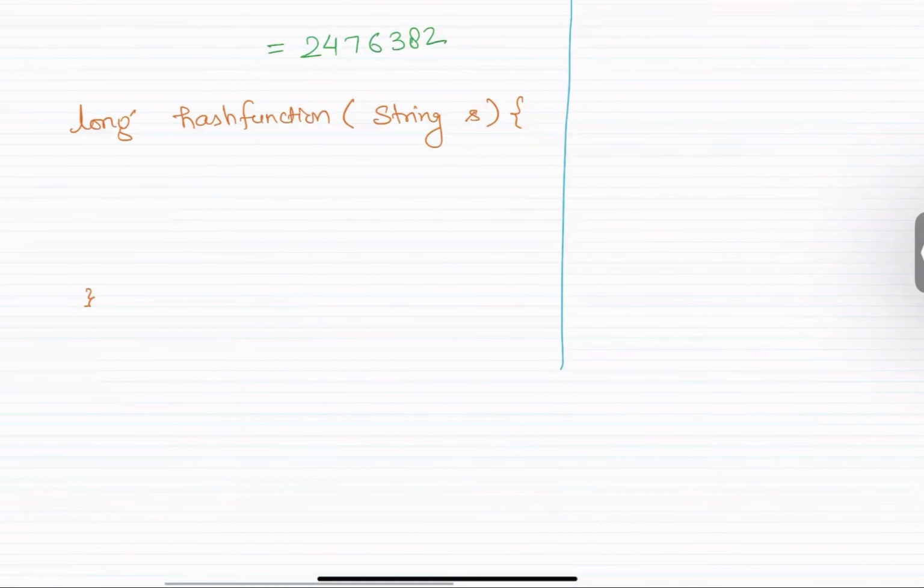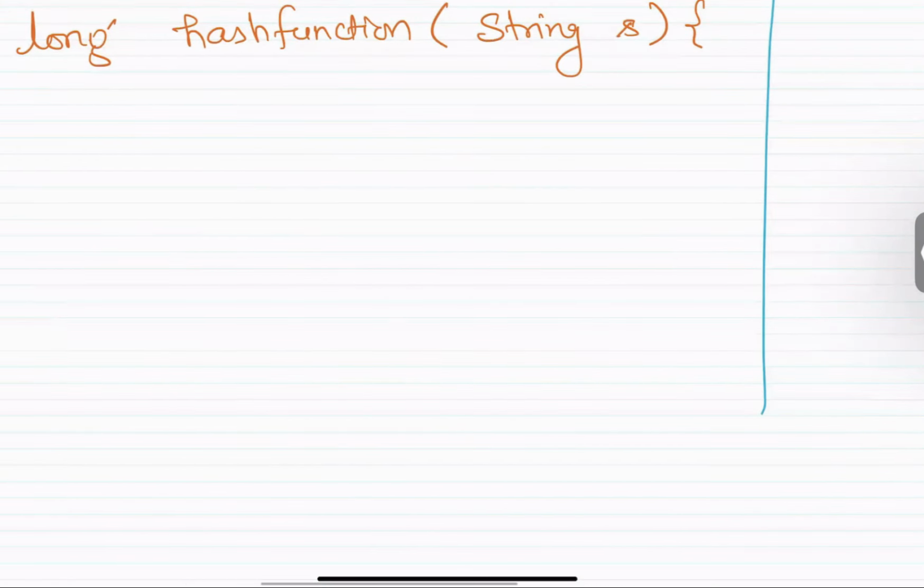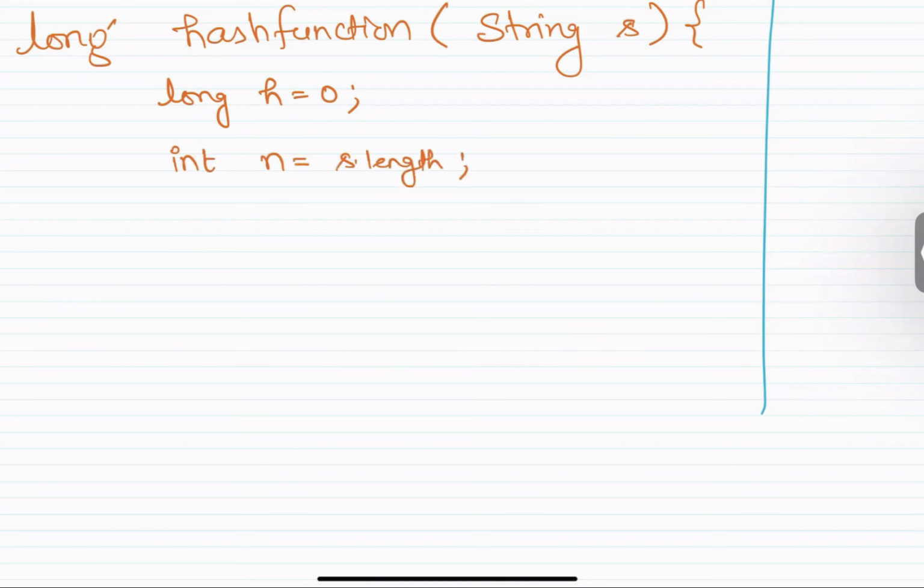Pranita, while others are doing, I want you to dictate your code, what you have written, line by line. Long sum is equal to 0. I'll call it H because it is hash. Then int n is equal to s dot length. Int p is equal to 29. Okay, so you define variables. P is 29. Mod will be int of 1e9 plus 7.